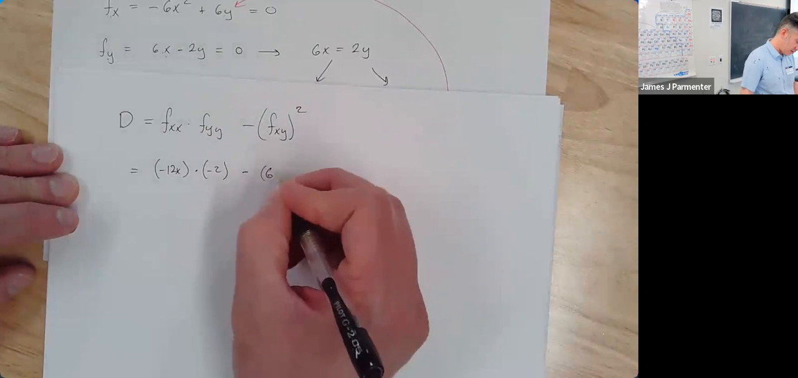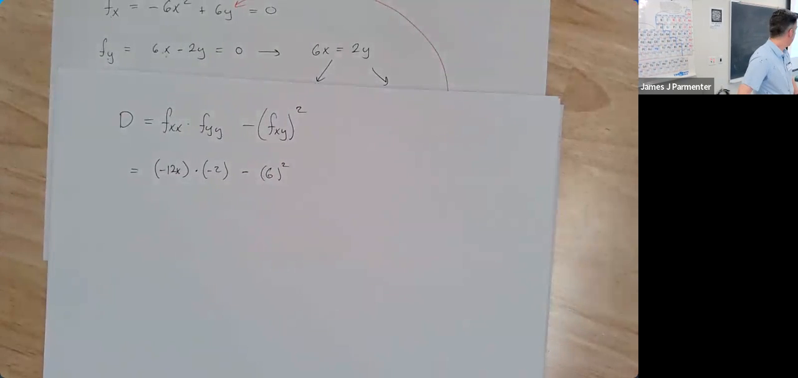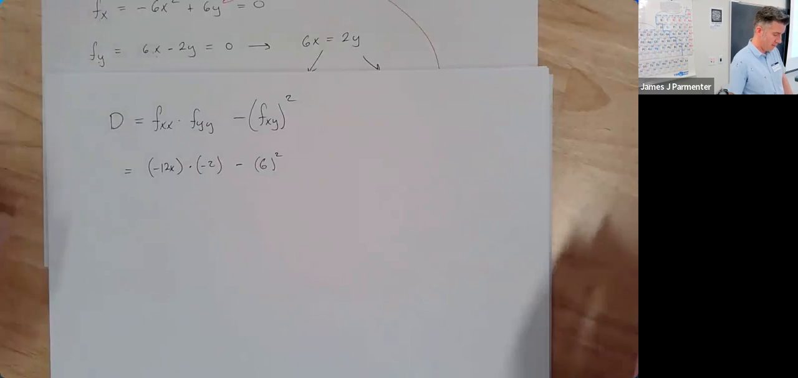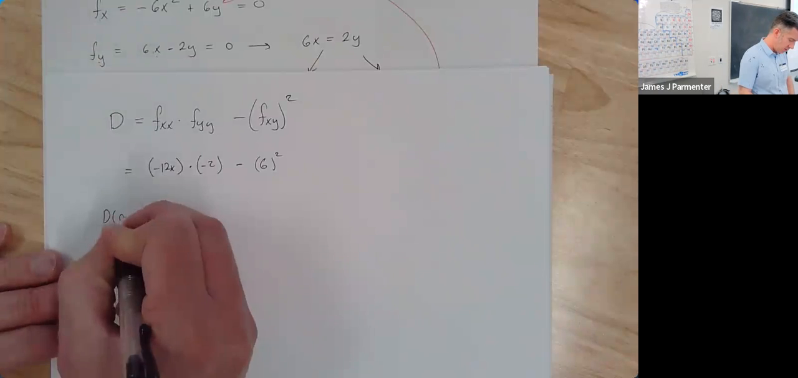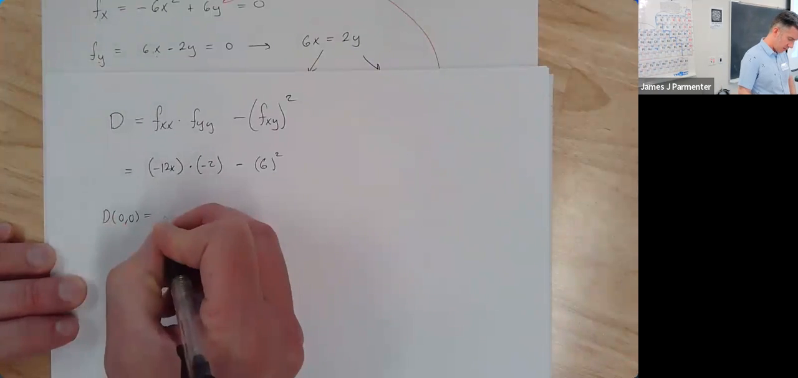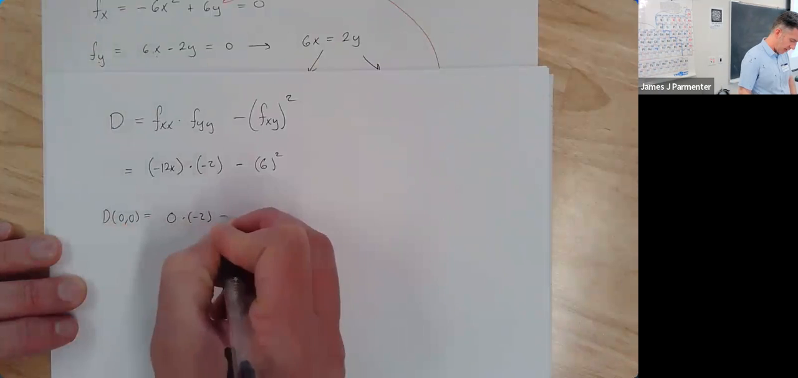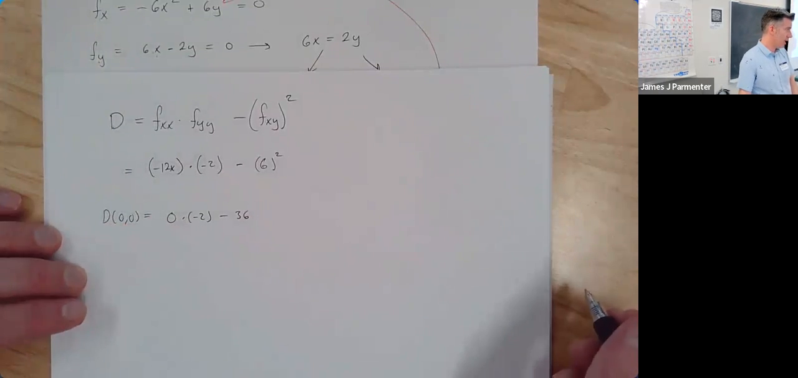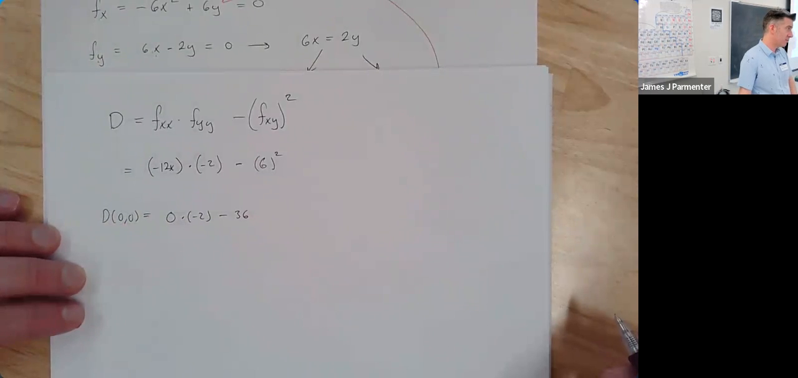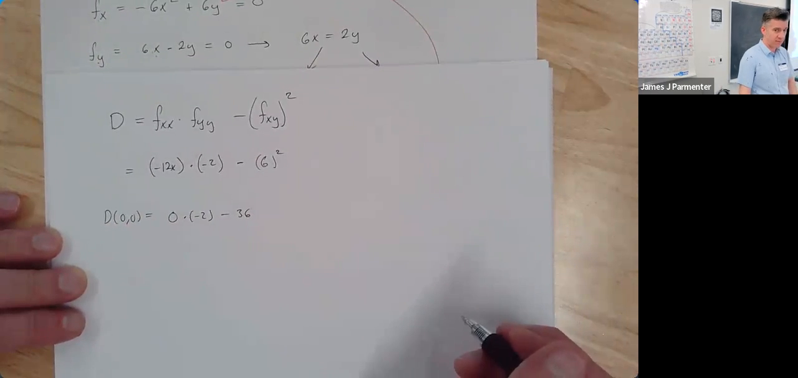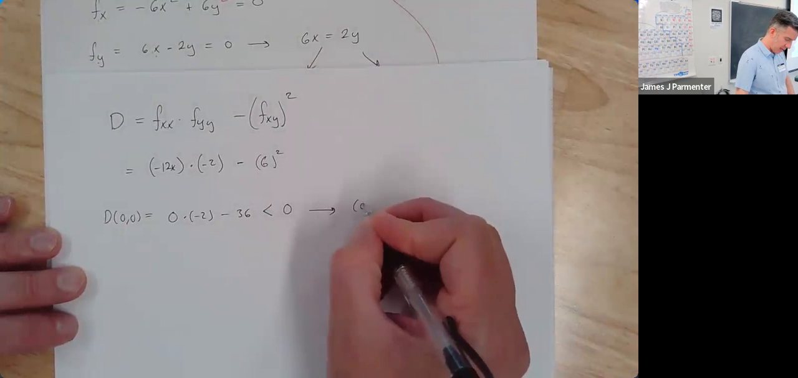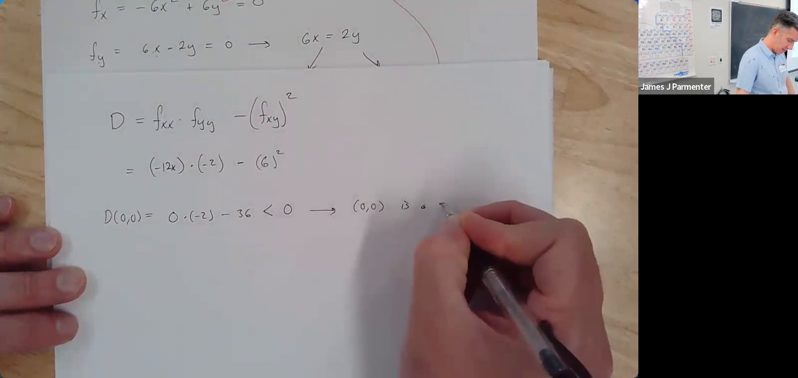So it should be 6 squared. Generally, I would not simplify this. I would just plug in. So if I plug in 0, 0, I end up getting 0 times negative 2 minus 36. I don't care what this is equal to. I just care whether it's positive or negative. Negative. And if your D is negative, that means our point is a saddle.